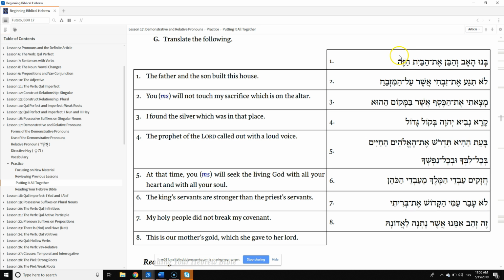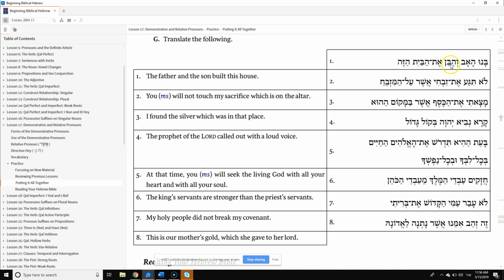Technically speaking, hazeh could modify either house, son, or father, because all of these are masculine singular. So which one does it modify? Well, when it can modify any of these, generally speaking, the attributive adjective is going to come after the noun it modifies, and usually proximity gives it away. So here, this construction would make way more sense as the father and the son built this house than to say something like this father and the son built the house, or the father and this son built the house.